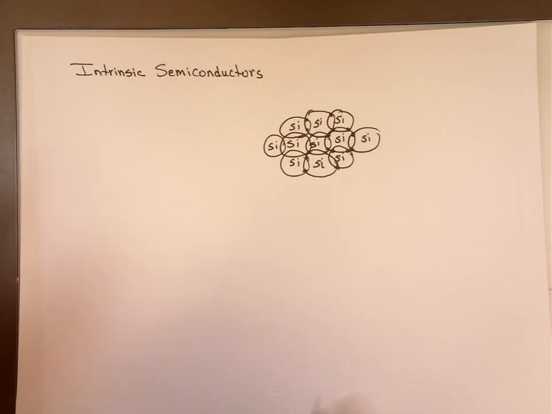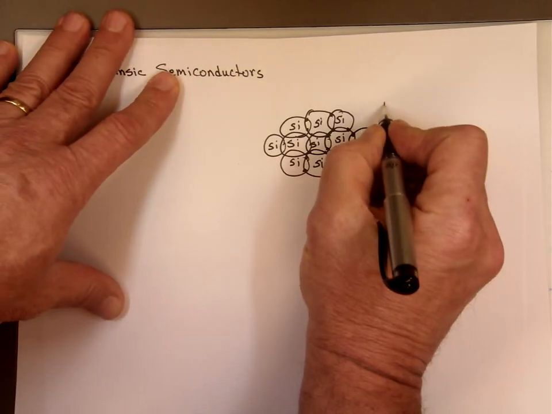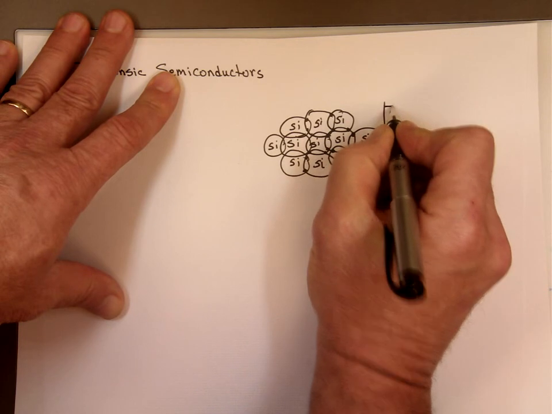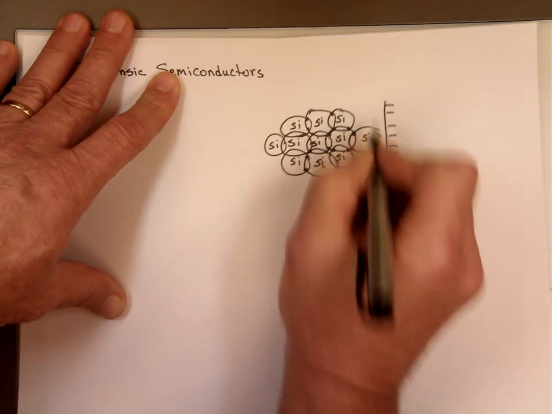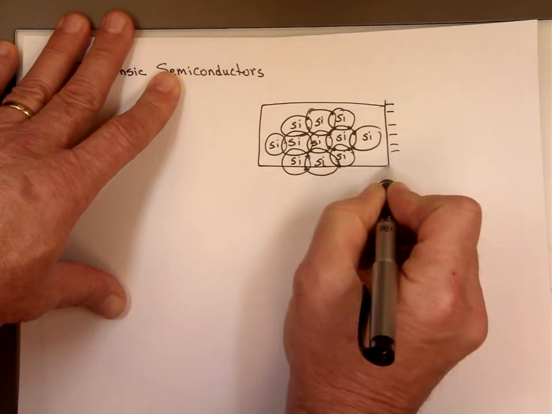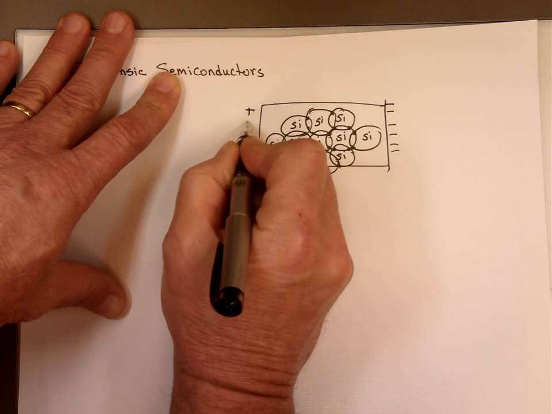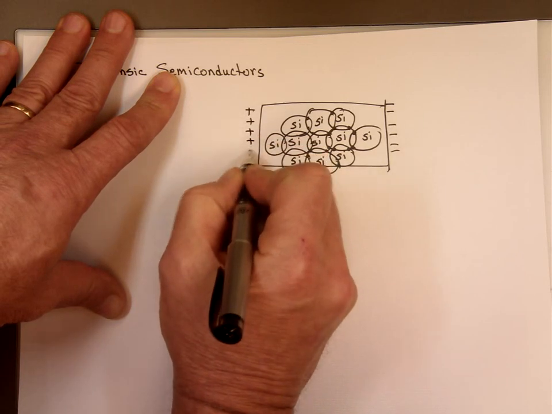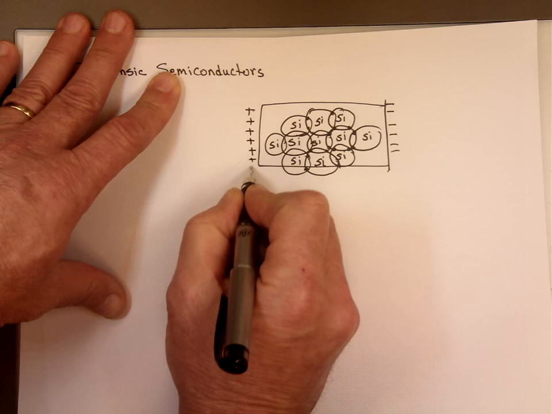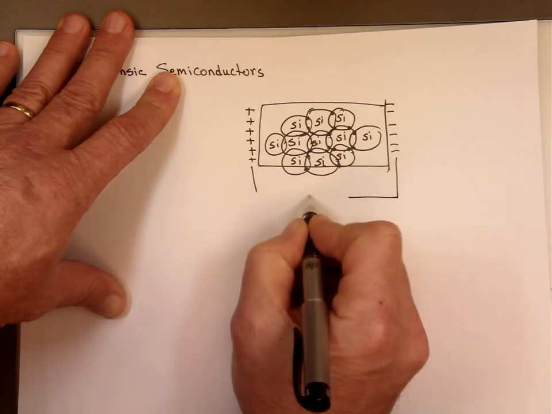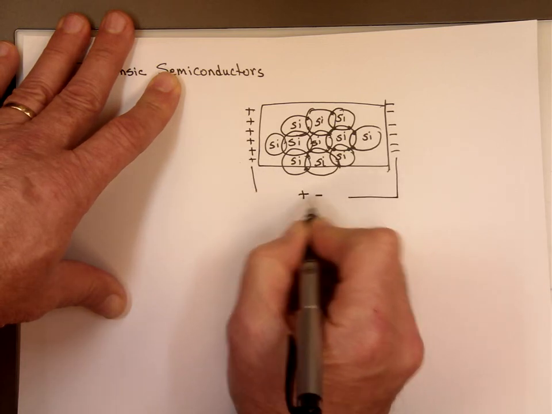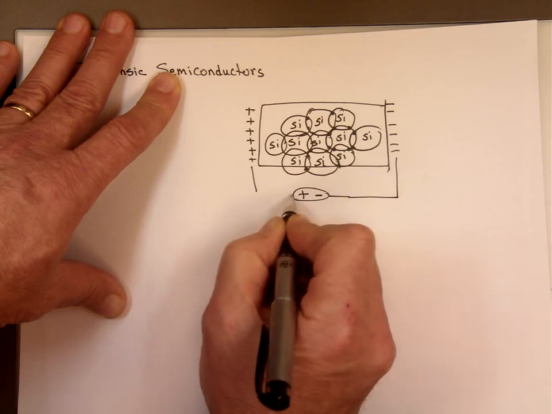So what will happen if I take a negative voltage and put it to this side of the crystal? This is your crystal right there. And I put a plus voltage right here. Attach this to a voltage source. So I have a voltage source here, plus on this end, minus on that end, and I attach it there.